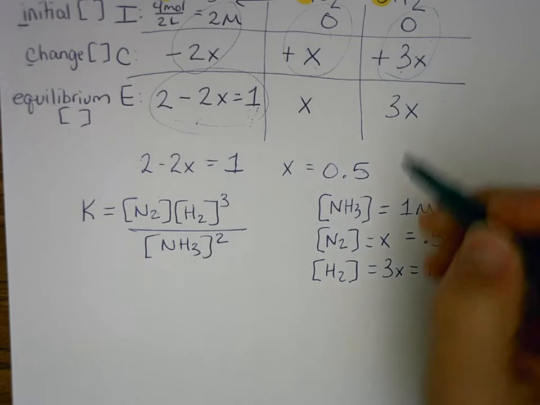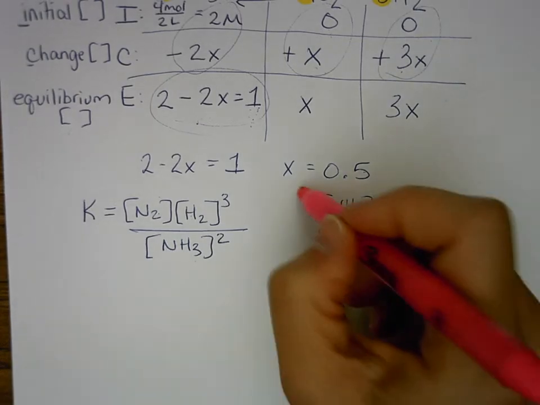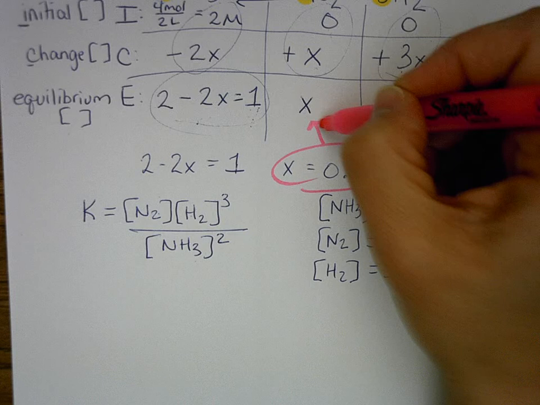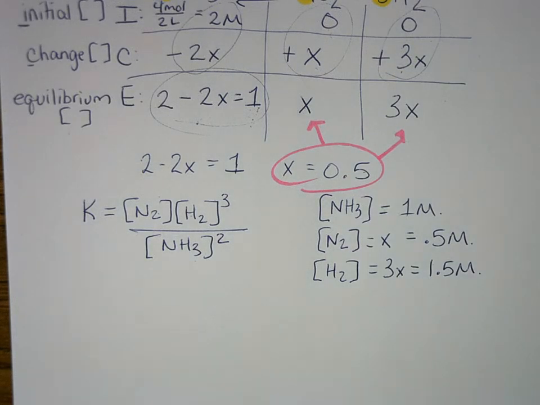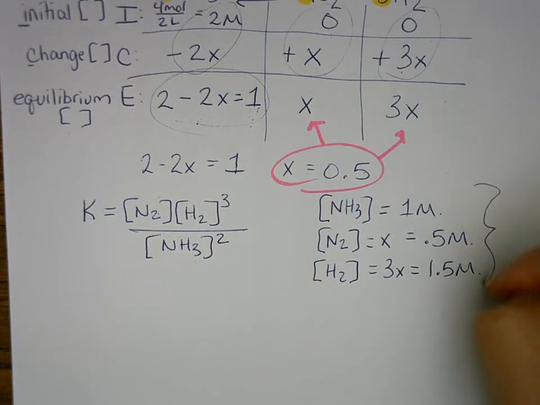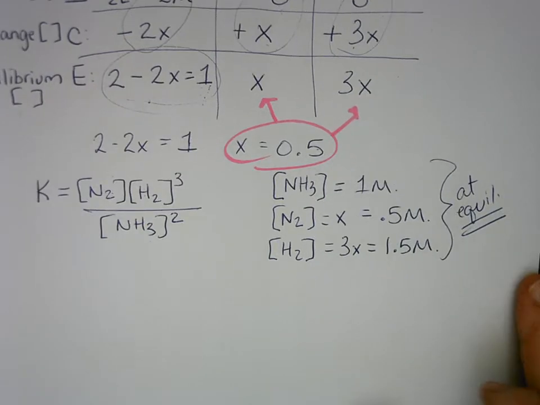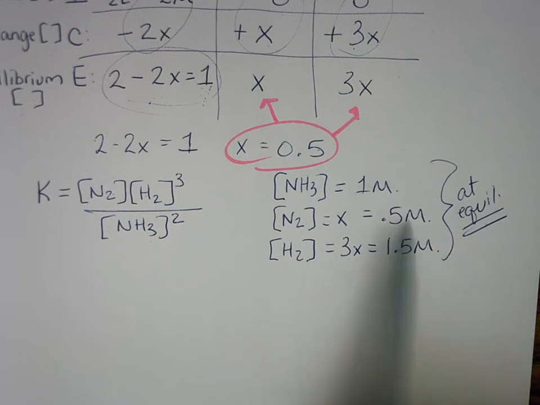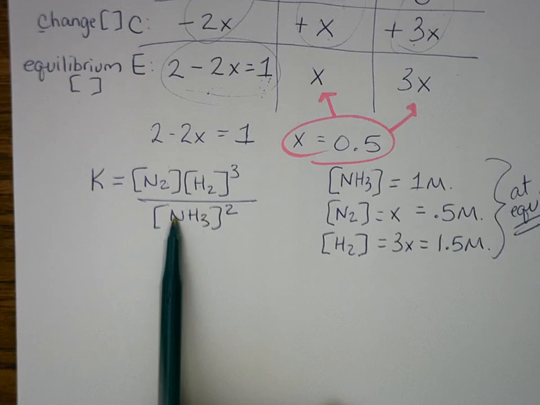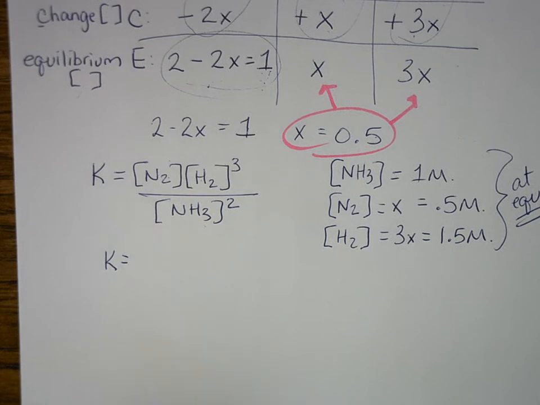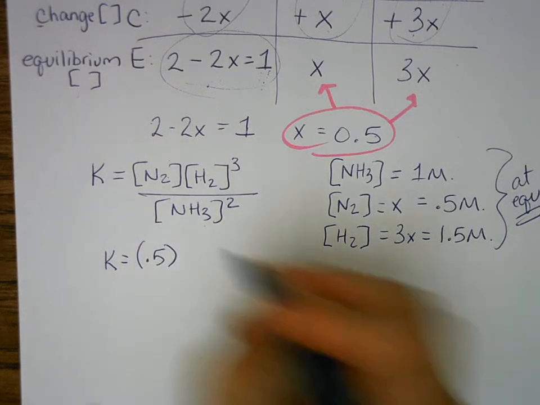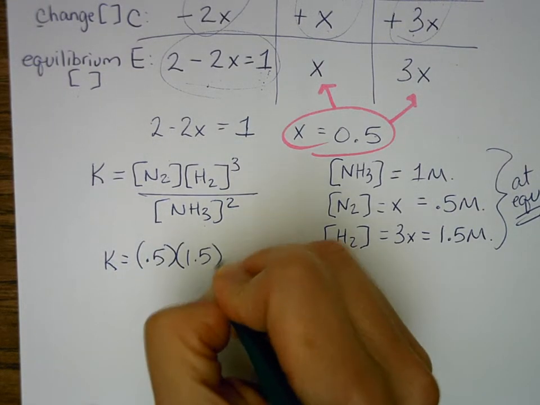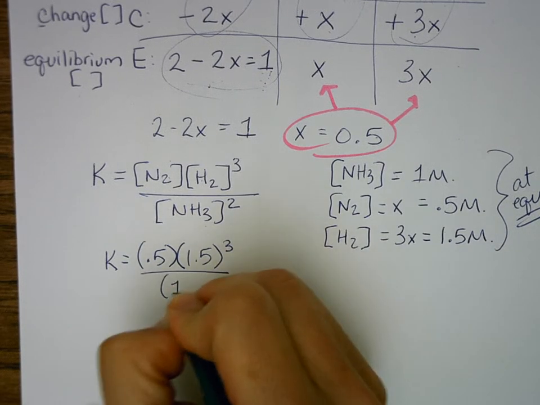So you're just taking this x and plugging it into all of the different parts of the ICE table to solve for those concentrations. These are all at equilibrium. So I can take those numbers and plug them into this expression right here and get a k value. Okay, so k is equal to 0.5, and then 1.5 cubed, and then 1 squared.